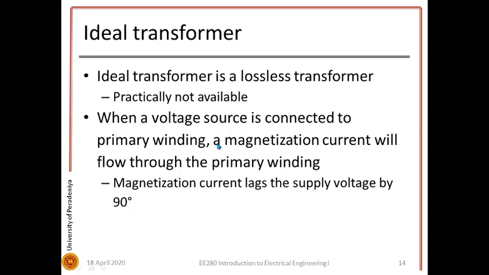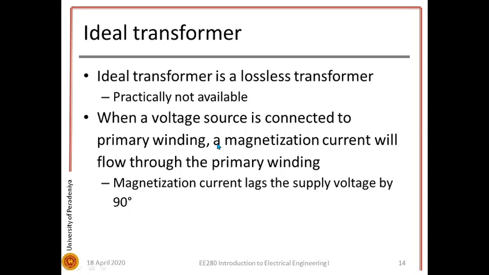Welcome to the second video lecture on transformers. In the previous video lecture, I introduced what a transformer is and what the main components in the transformer are. There I said that the transformer will have two main components, the magnetic core and the windings. The core provides a path for the magnetic flux to flow, and the voltage source is coupled to one winding and the load is coupled to the other winding.